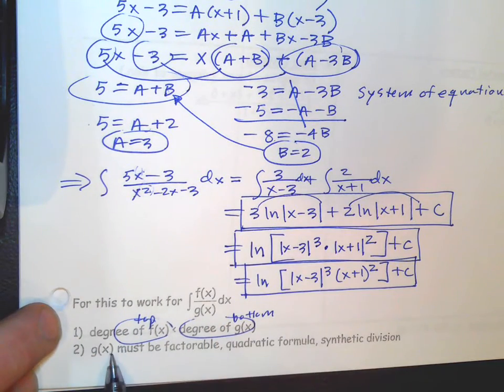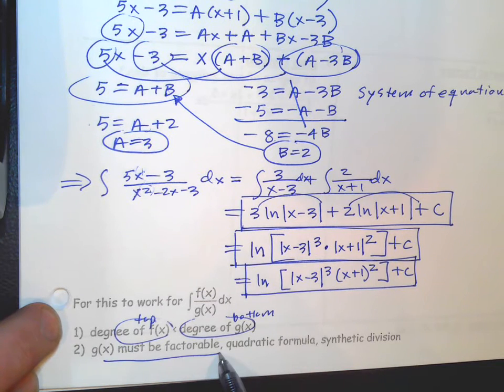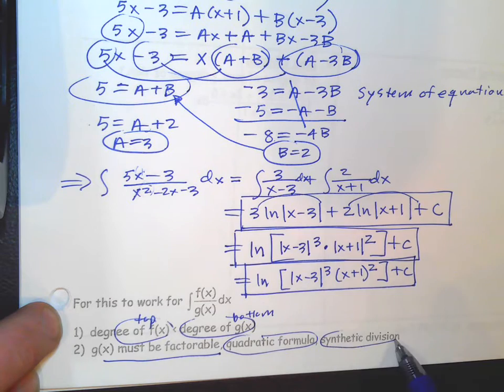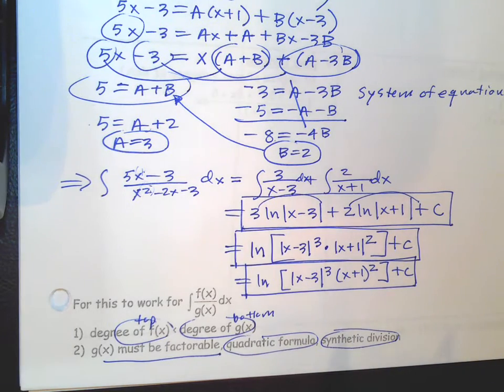Also, the denominator has to be factorable. Or you could use the quadratic formula, or you could use synthetic division. So you have to be able to separate the factors. I mean, they could be ugly, and that's where the quadratic formula comes in.